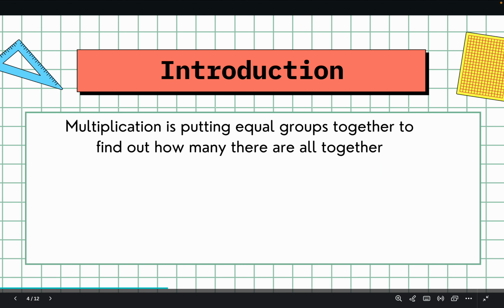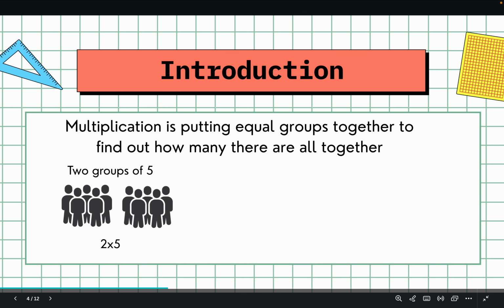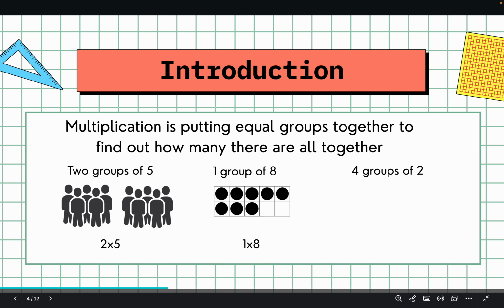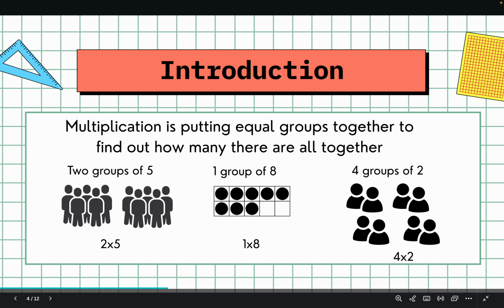First, we want to stamp that multiplication is putting equal parts together. You can see in this visual we have two groups of 5, which creates the equation of 2 times 5. One group of 8, creating 1 times 8, and 4 groups of 2, creating the equation of 4 times 2.